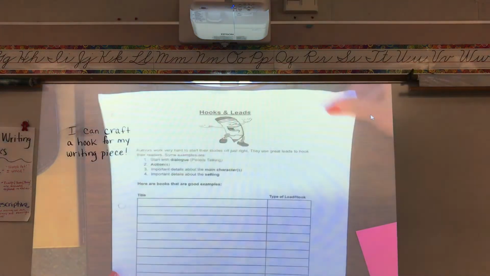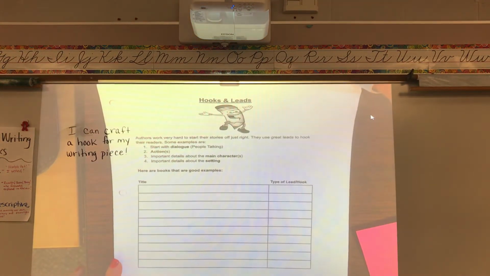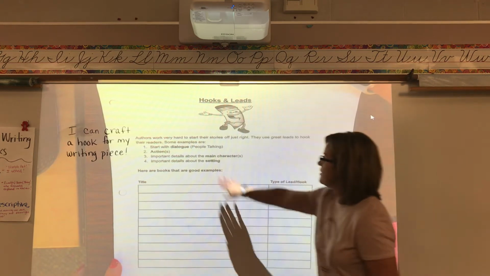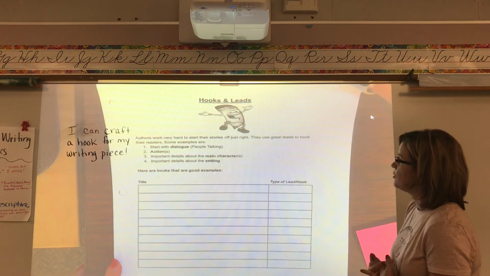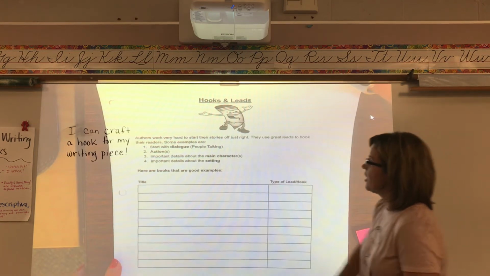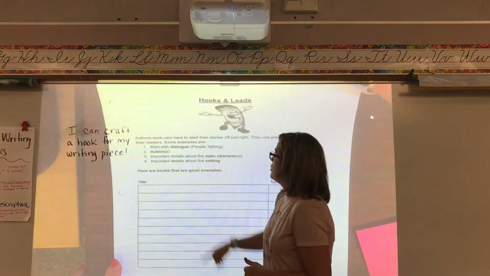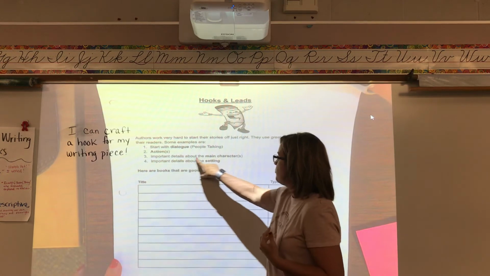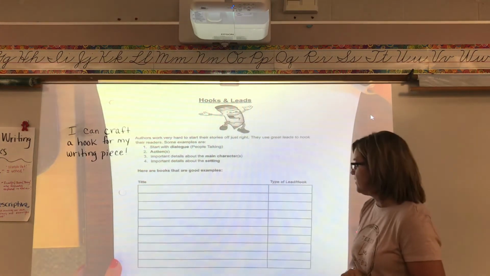So here's your task for today, writers. You're going to get with a partner. Your teacher will help you do that. You're going to have a paper that looks like this. It says, authors work very hard to start their stories off just right. They use great leads to hook their readers. Some examples are starting with dialogue, people talking, actions, where people or things are actually in motion, important details about the character or important details about the setting.